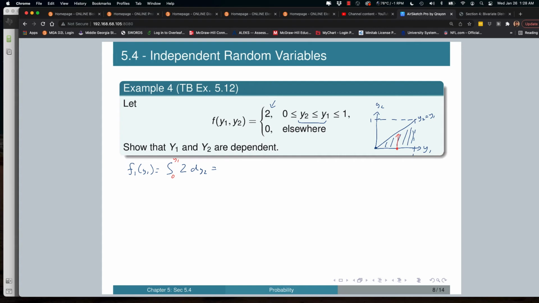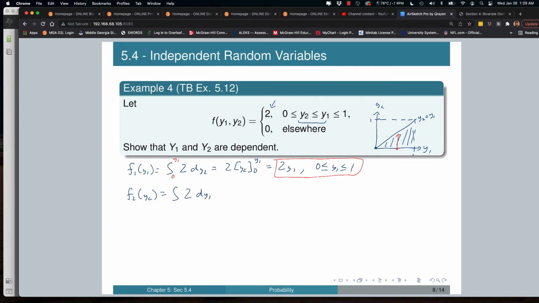All right, which is going to equal 2 times y sub 2 evaluated from 0 to y sub 1, which just equals 2 y sub 1, for 0 less than or equal to y sub 1 less than or equal to 1. And we got the marginal distribution function for y sub 1 done. Now find the marginal distribution for y sub 2. It's going to be 2 with respect to the y sub 1 variable.